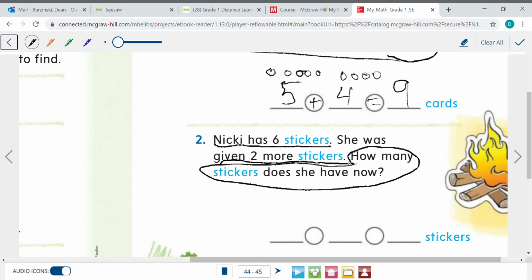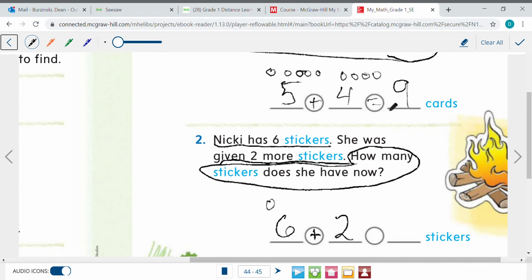Let's make a plan. Nikki has 6. And we're going to write a number sentence. Nikki has 6. And then somebody, her friend, her sister, her mom, her brother, I don't know, gave her 2 more stickers. And so we're going to plus 2 more. Well, we need to know how many does she have now. That means how many does she have in all?